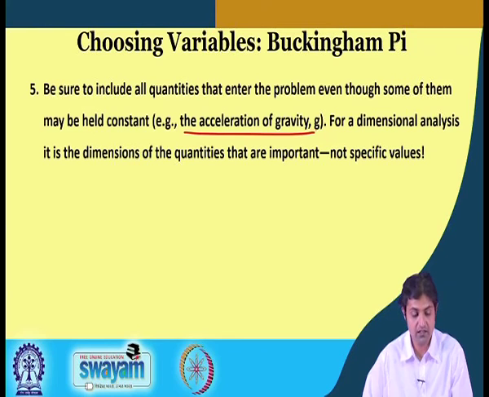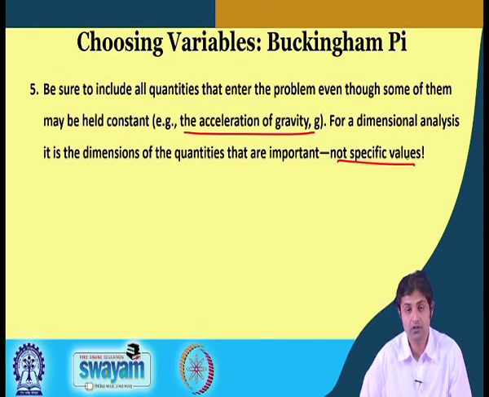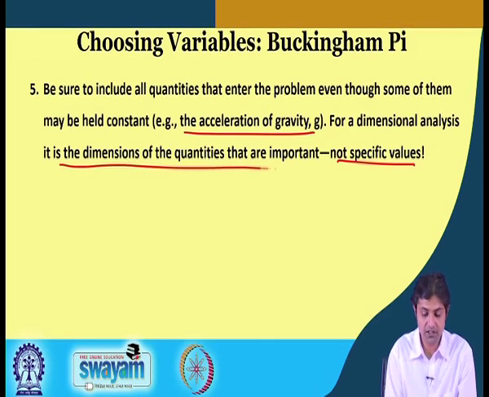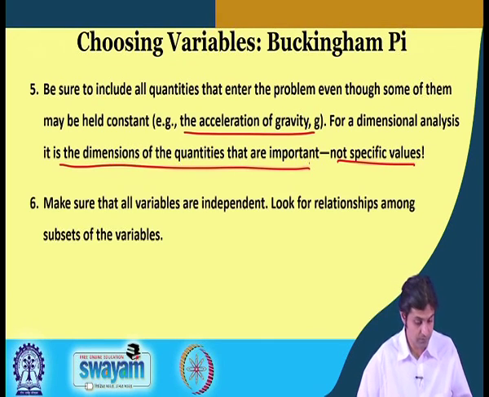For a dimensional analysis, it is the dimensions of the quantities that are important, not specific values. Okay. So, don't miss any of those, even though they are constants. Sometimes we have the tendency of missing the constant values, for example, as it is mentioned here, the acceleration due to gravity, but that has to be taken into account because it is the dimension of the quantities that are important and not their values. You have to make sure that all those variables are independent. Look for relationships among subsets of those variables.